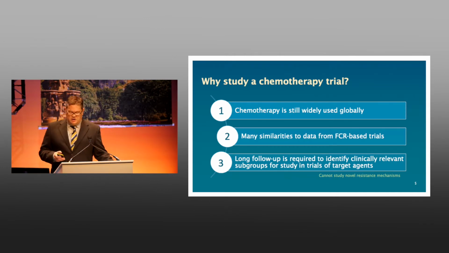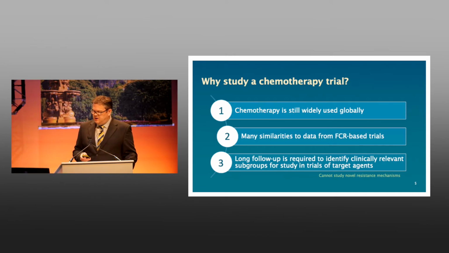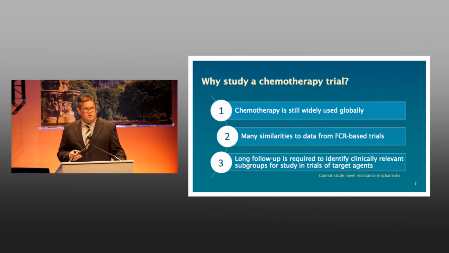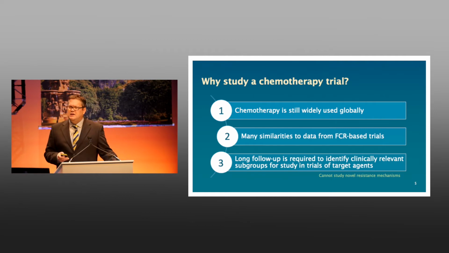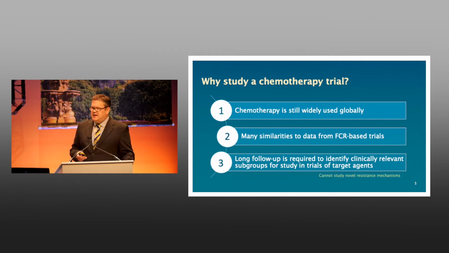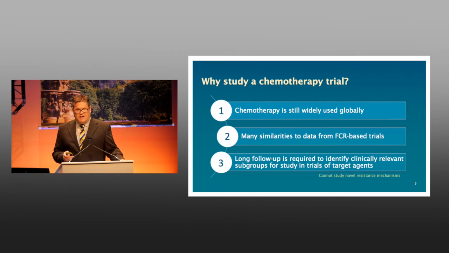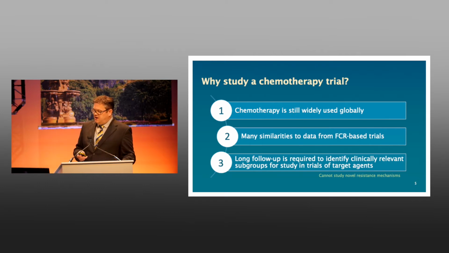So why would one look at a chemotherapeutic trial in the age of all these exciting targeted agents? Well, I think there are 3 reasons shown here. One, chemotherapy remains a viable treatment regime in many countries in the world. Two, the importance of genomic lesions, particularly in CLL4, is very similar to FCR-based chemotherapy trials, such as the German CLL8 study.